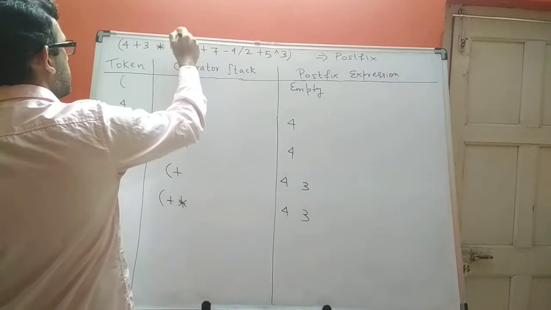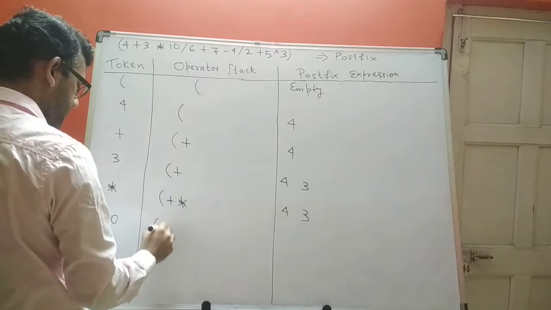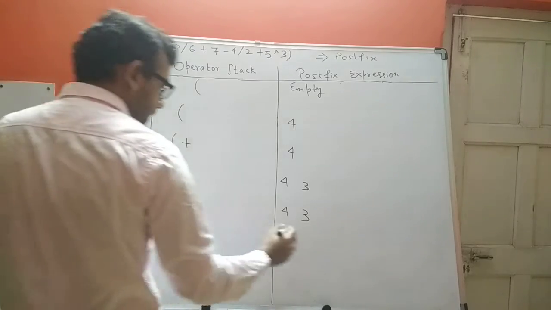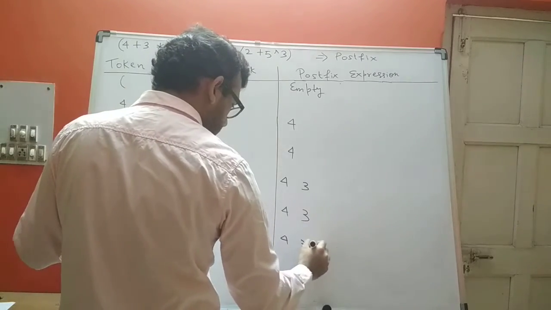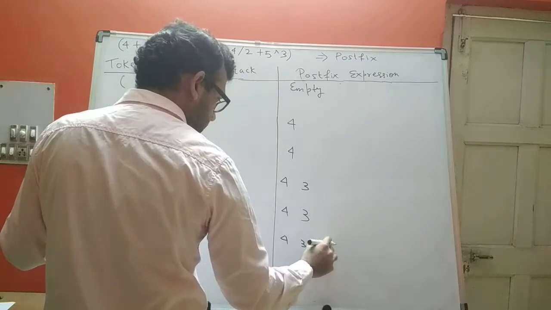Now after multiplication you have 10. So 10 is an operand. What do I do? I'll add it to the output. So I'll add 10 to the output.